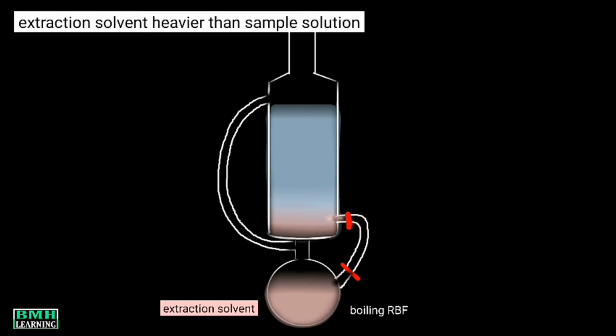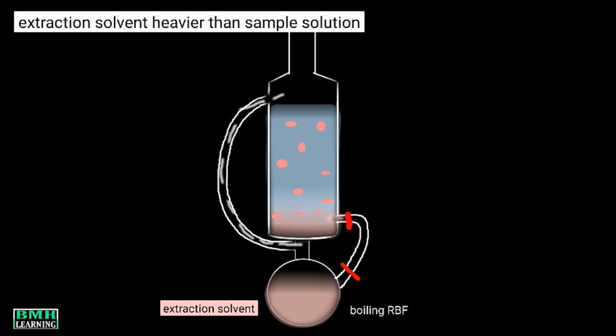The aqueous sample solution to be extracted is poured into the extractor to form a layer above the extracting solvent. As we know, the solvent in the RBF is being heated, so the vapor of the extracting solvent gets distilled and condensed as it passes through the condenser and falls as small drops through the sample solution column. This way, it extracts the solute and concentrates it at the bottom of the sample solution.